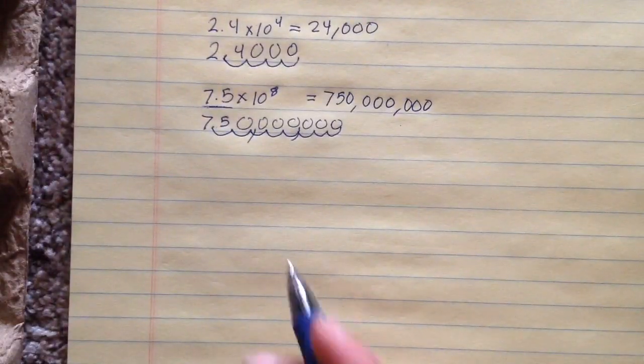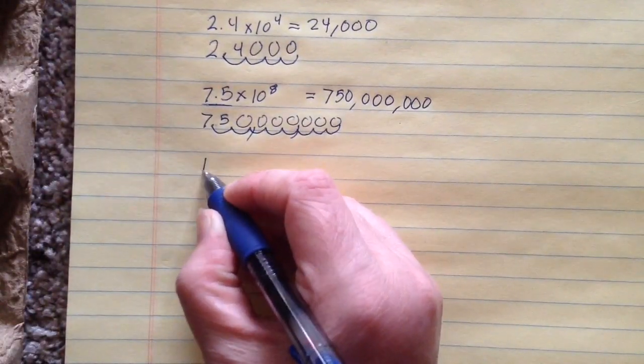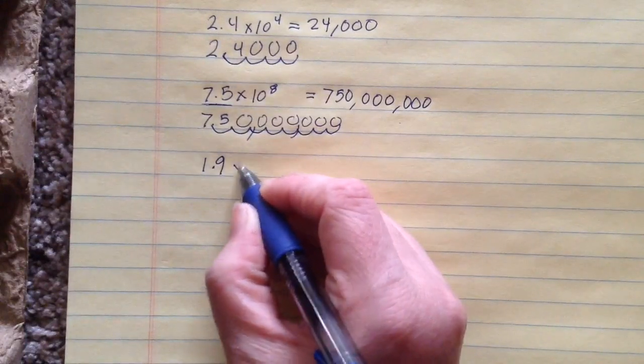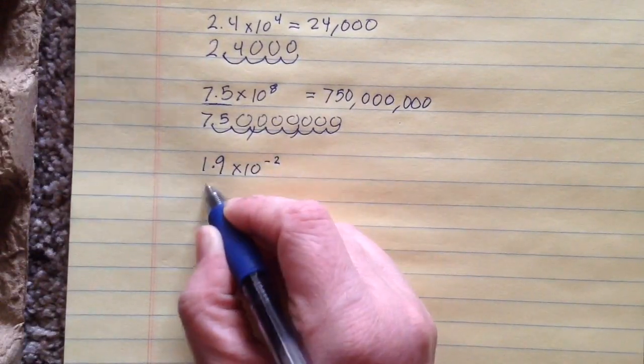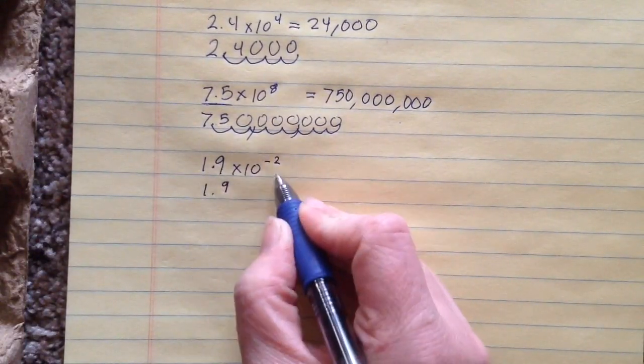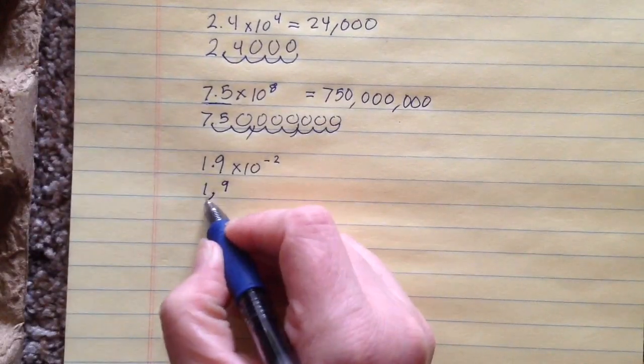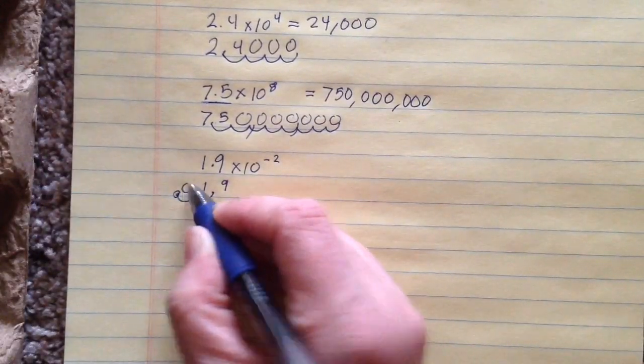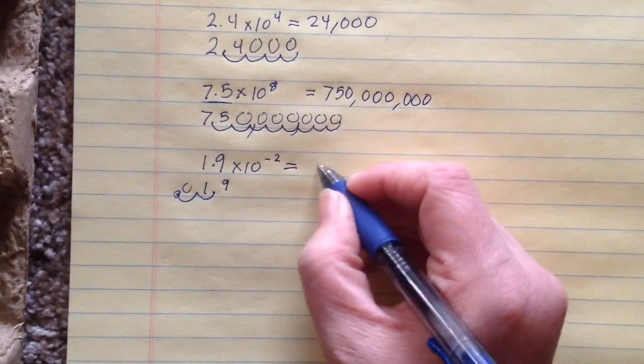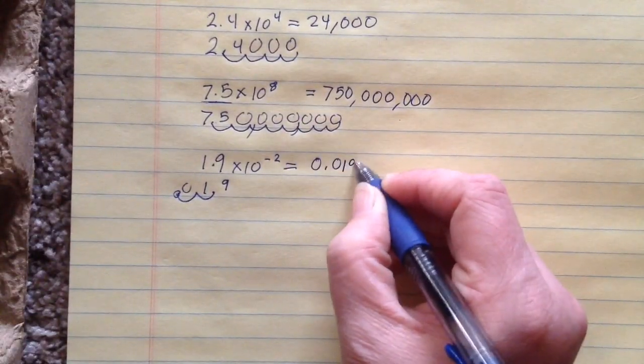Now let's say we have a negative power. So if I have 1.9 times 10 to the negative 2, I'm going to write 1.9 down here. Since this is negative 2, my decimal place moves over 2 to the left. And this would equal 0.019.